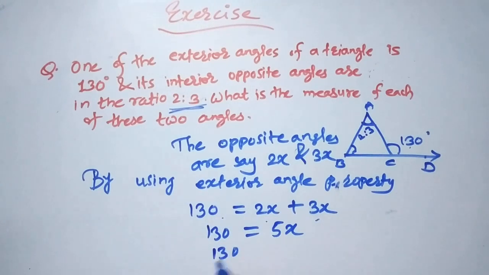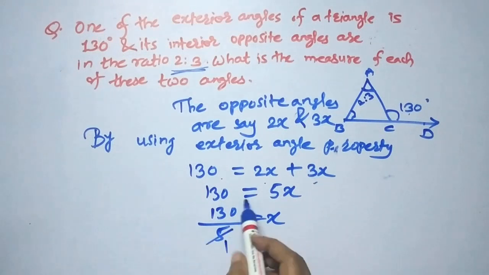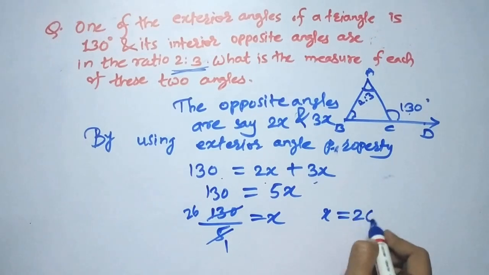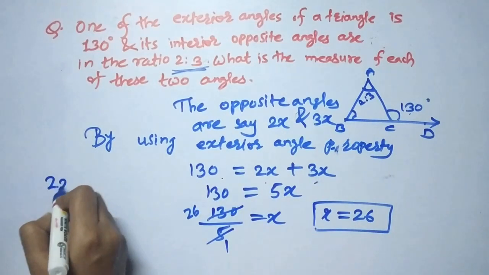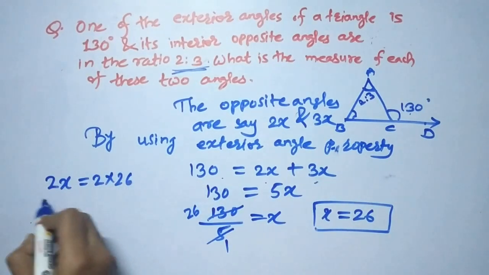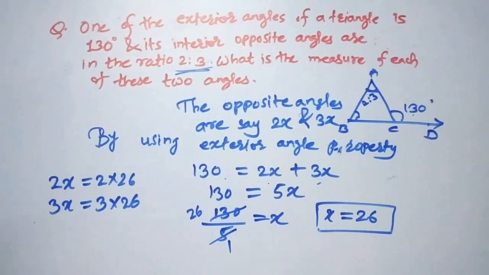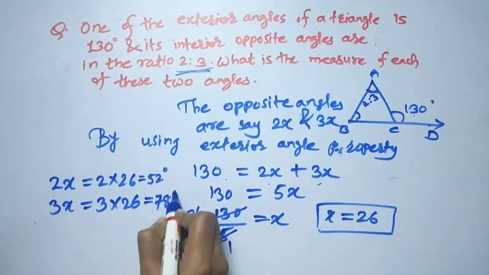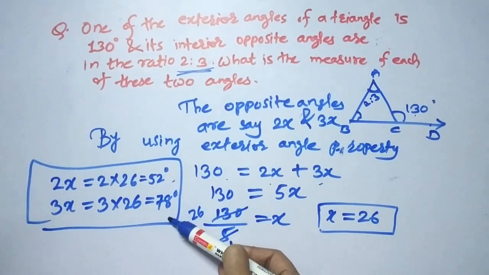So friends, 130 divided by 5 we will get in this case. Just simply cut it. 5 1s are 5, 5 2s are 10 and 5 6s are 30. So friends, x we got as 26. So first angle is 2x, means twice of 26, and another angle is 3x, means thrice of 26. So one angle is 52 degrees, another angle will be 78 degrees. So the measure of these interior opposite angles whose ratio was given are 52 degrees and 78 degrees.